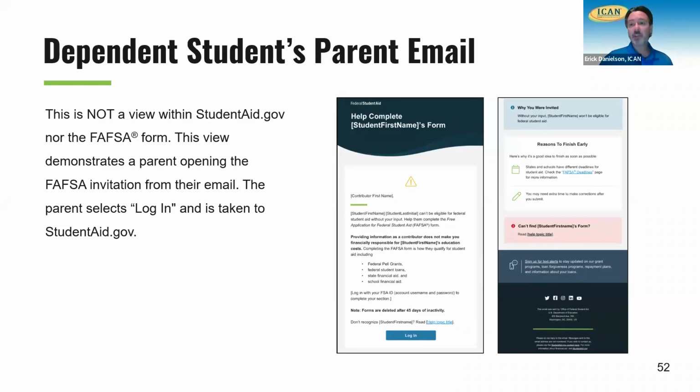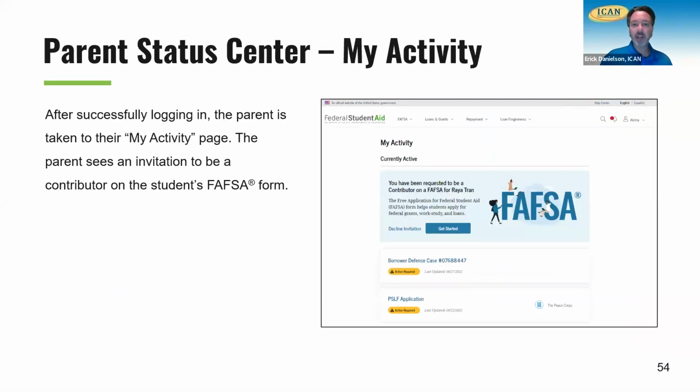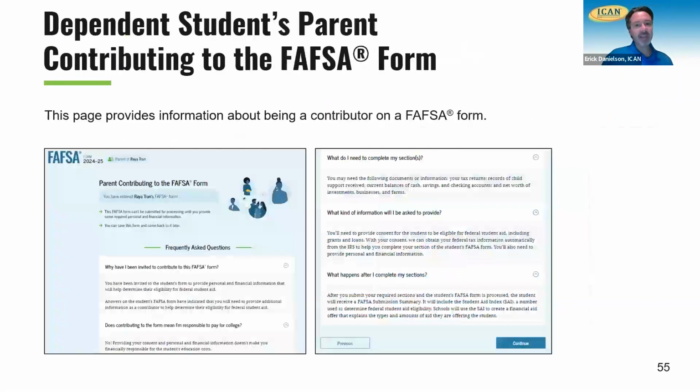Now, usually what I do is I don't get into the email with the parent when I'm helping them in the office. I'll just log out of the student, log in with the parent username and password on here, and we'll go to their dashboard, and they're going to have an activity in there. It'll say that they've been requested as a contributor for a FAFSA, and instead of decline invitation or get started, it'll typically say accept invitation. We accept the invitation, and that gets us going into putting down the parent information for the student's part of the FAFSA form.